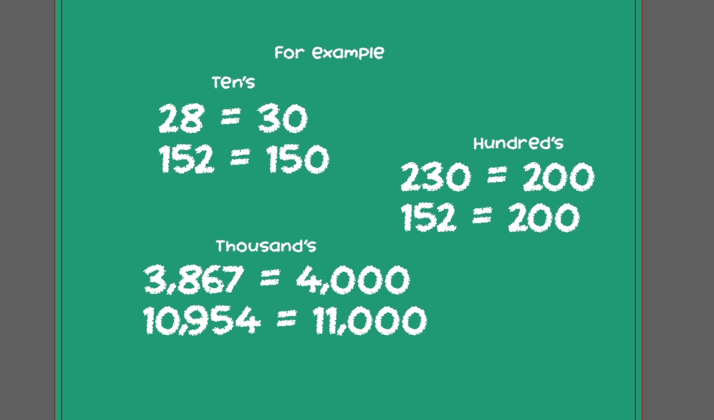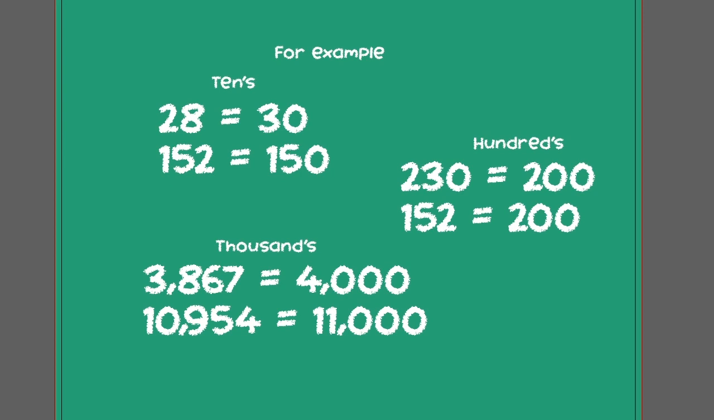And then in the hundreds place, you're now looking at the number in the tens place. So the 3 is lower than 5, so 230 would round down to 200. In 152, the 5 is right in the middle, and if it's right in the middle, you still round it up to the larger number. So 152 would become 200.